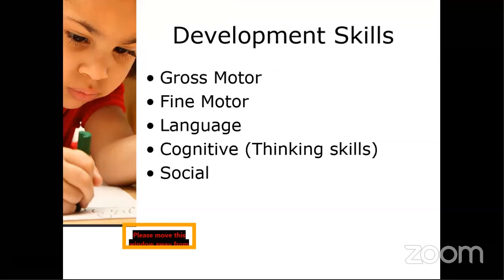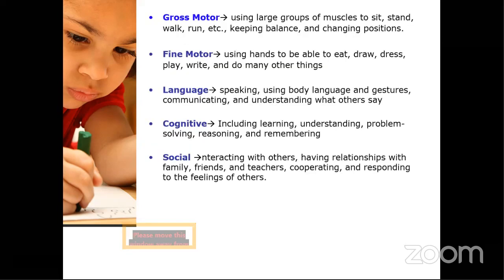So we'll divide the developmental skills into 5 types: gross motor development, fine motor development, language development, cognitive development, which we can think of in terms of thinking skills, and the social. Now we'll study what is gross motor development.